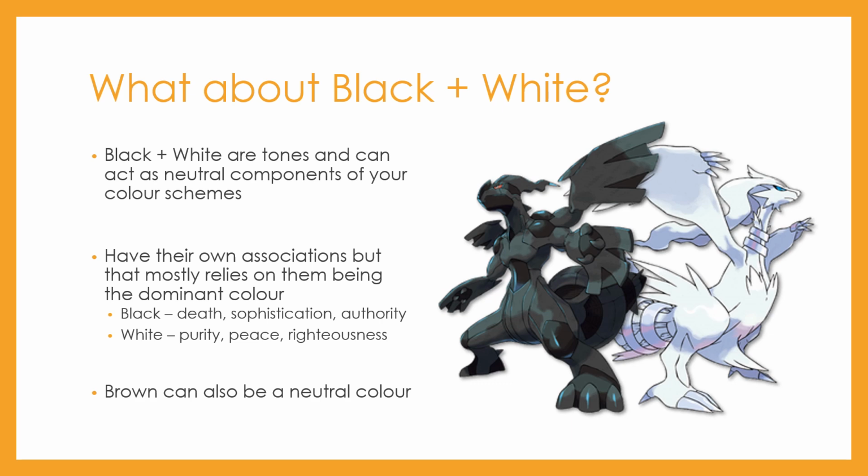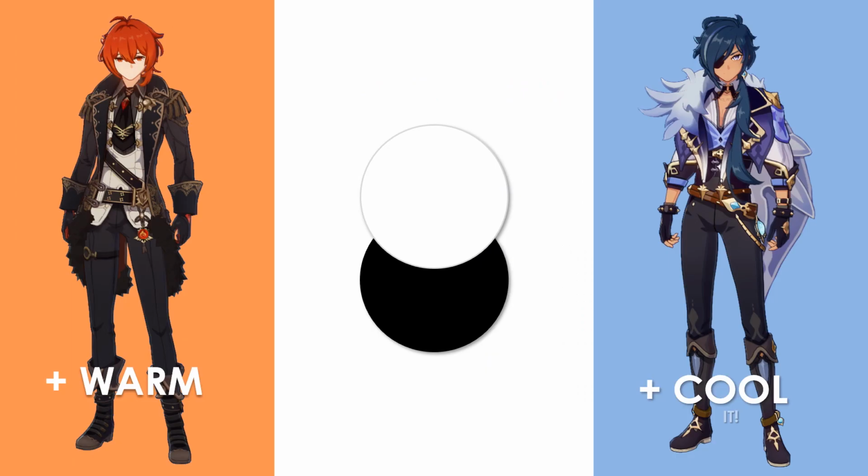Brown can also be a neutral color, but you can also make that your dominant color if you want. So as we can see here, you can also have warm and cool varieties of black and white. The screen is warm tinted, so it doesn't look that noticeable, but this character has warm colors to symbolize that he's a fire user. And then Kaya has cooler blacks to complement his purple-blue aesthetic.